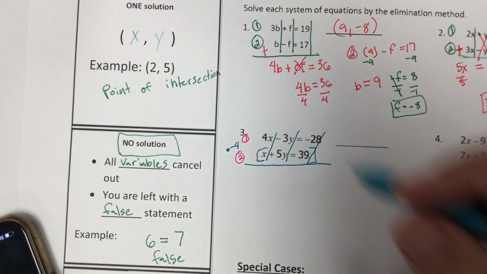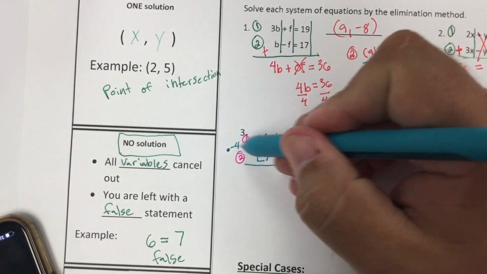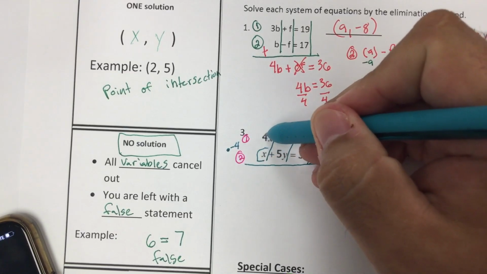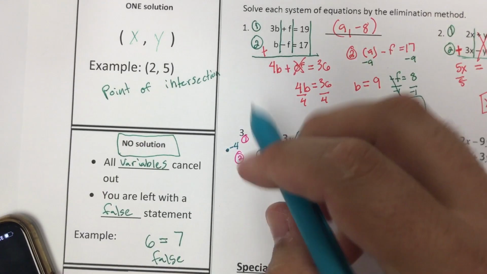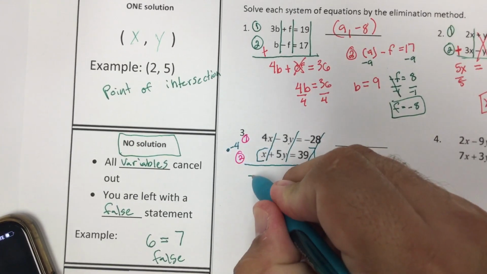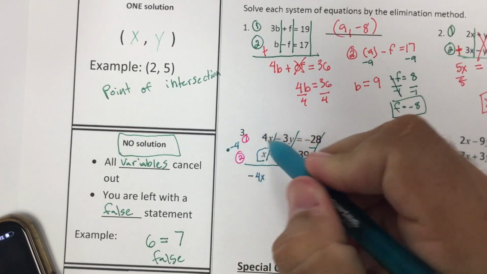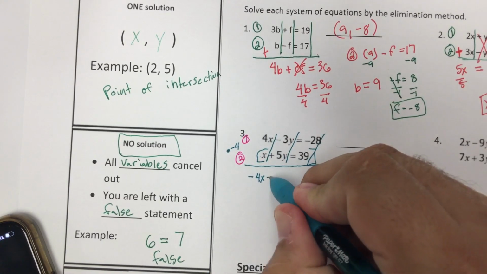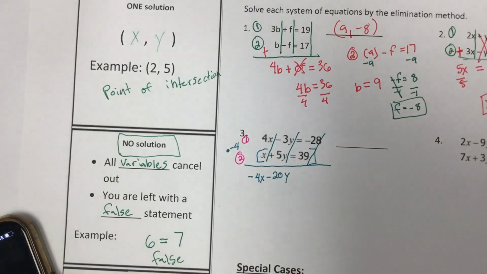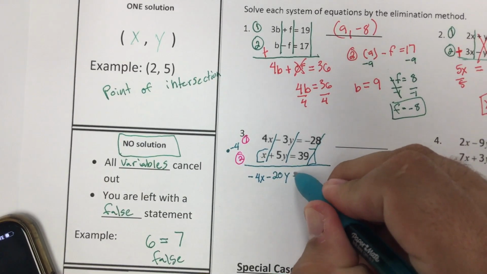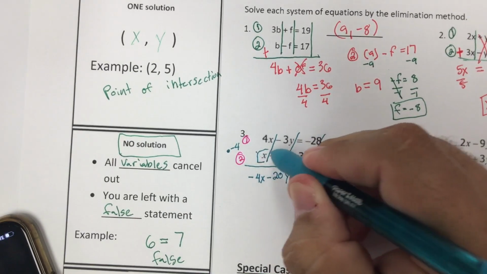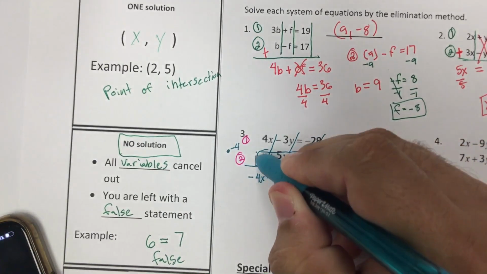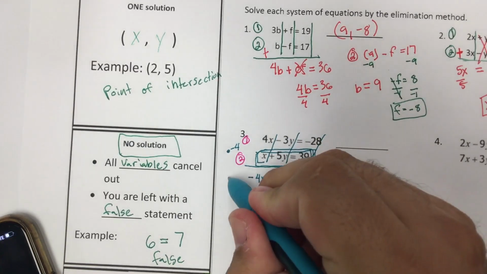The reason being is because when I change this coefficient to a negative 4, that's going to give me that negative 4 that cancels out when I add with that other 4x. So negative 4 times x gives me a negative 4x. Negative 4 times 5y gives me a negative 20y. And 39 times negative 4 gives me a negative 156. Okay, so now I can kind of get rid of this equation. I'm not really going to use it now. I'm going to use this new equation.